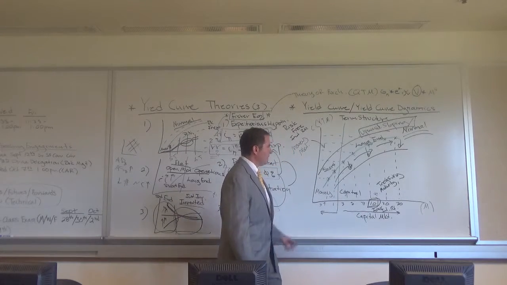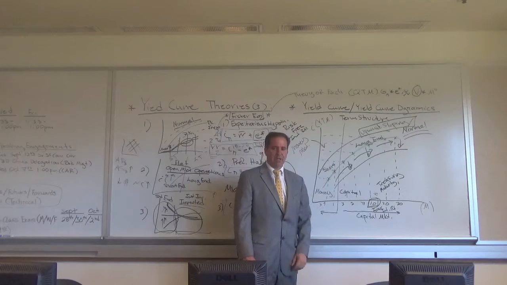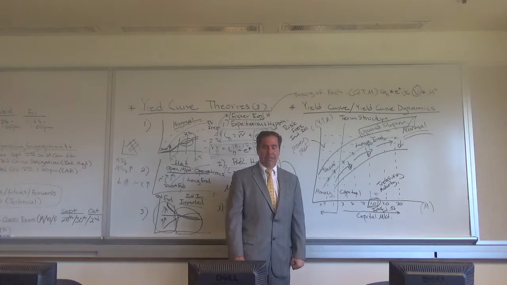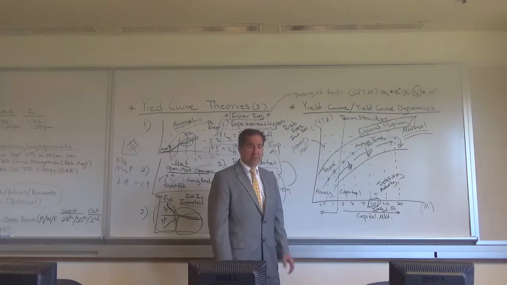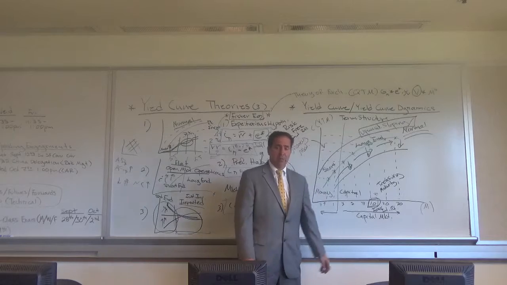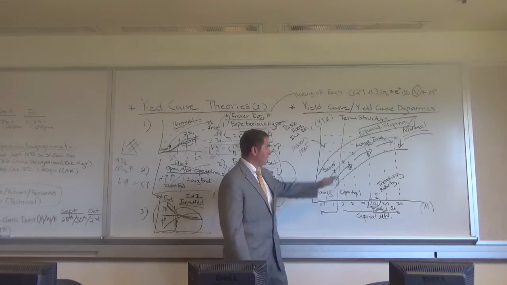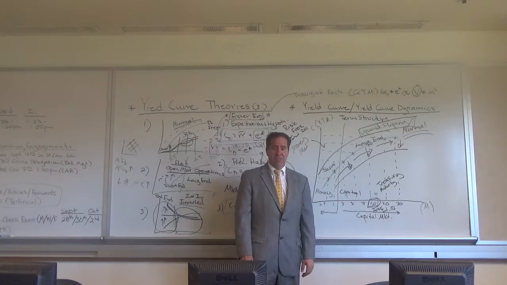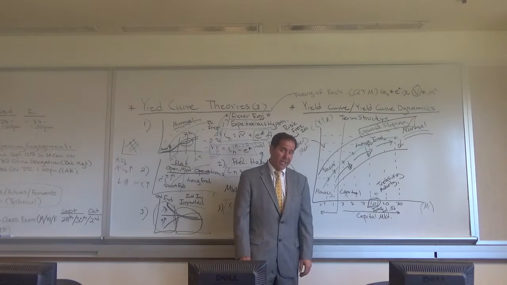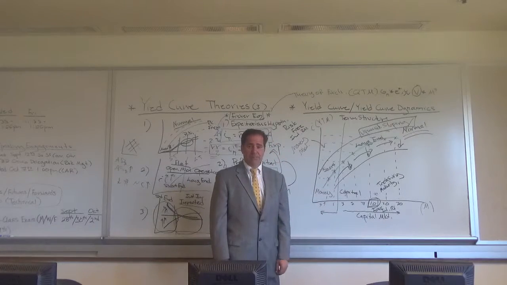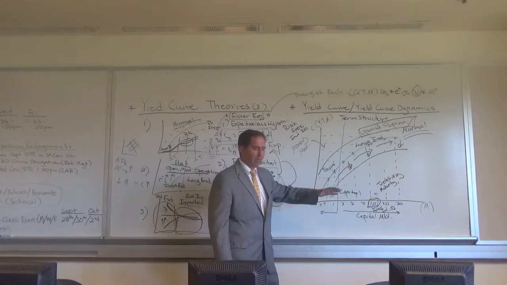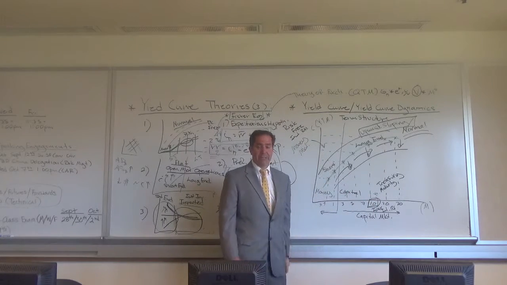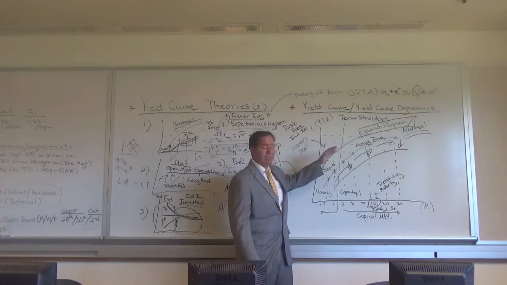The yield curve can shift up and down depending on aggregate demand and aggregate supply of bonds. So if there is demand for bonds across the curve, then bond prices are going to go up and interest rates are going to go down. If demand falls, then bond prices are going to go down and interest rates are going to go up. So again, if aggregate demand goes down, prices go down, interest rates go up. If aggregate demand goes up, prices go up, interest rates go down.